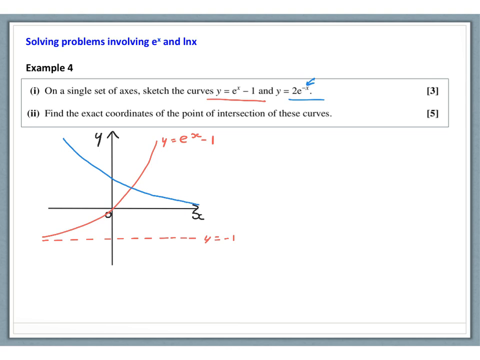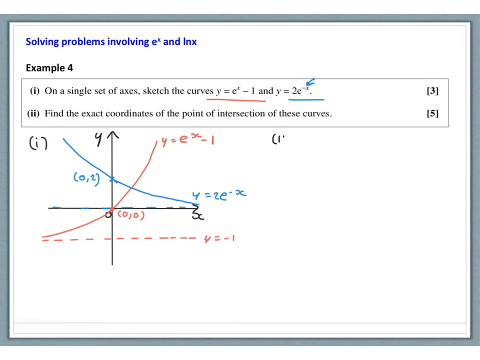Its asymptote is still the x-axis. Its y-intercept is 0, 2. Let's make a note of that y-intercept there. It's 0, 0. Right. Let's label our sketch and move on to part 2.